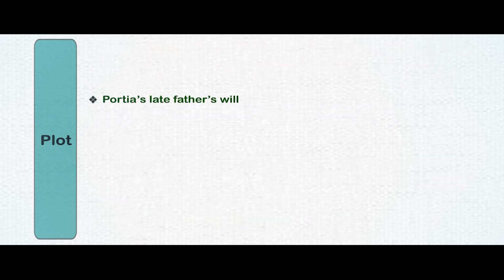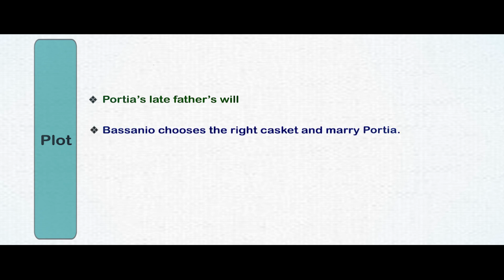The next important plot takes place in Belmont, Portia's late father's will. Portia's late father's will says that she cannot marry a man of her choice. He happens to keep 3 caskets made of gold, silver, and lead.